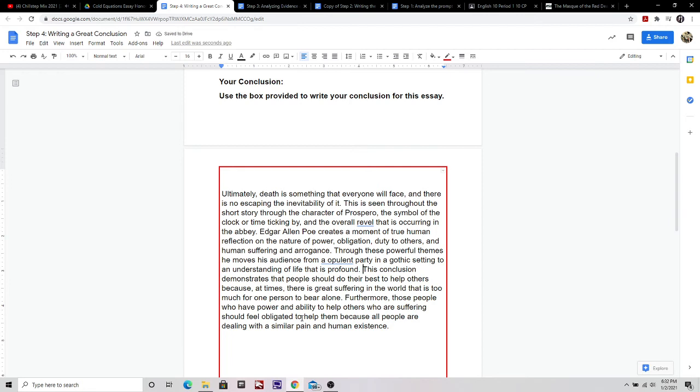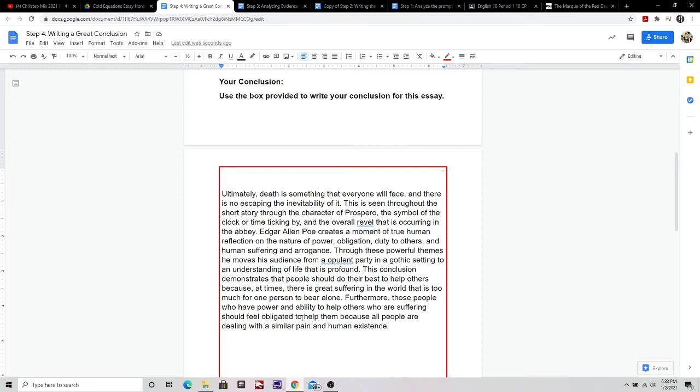Okay, so I write Edgar Allan Poe creates a moment of true human reflection on the nature of power, obligation, duty to others, and human suffering and arrogance, right? Because Prince Prospero is very arrogant. Again, going back to his name, he feels that he's prosperous and essentially doesn't owe anything to anyone who isn't, right? I say these powerful themes.